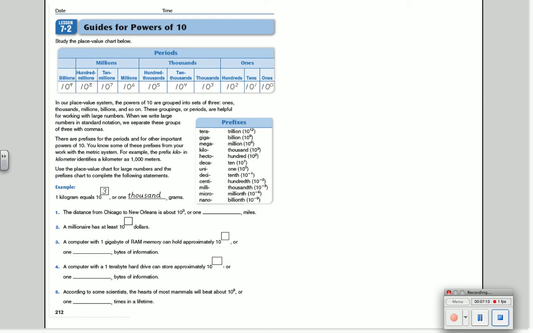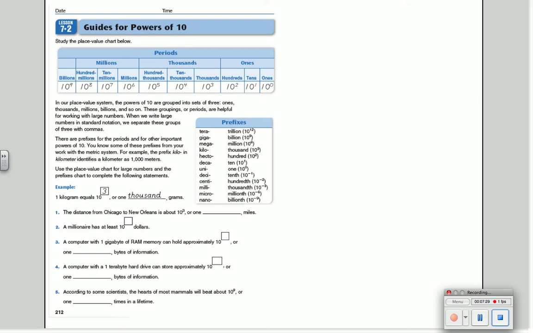I do want to explain this to you, though, before I give you the study link. So, it says study the place value chart below. So you can see we've got a column for billions, and then we've got all the millions in there, all the thousands, all the ones. I'm going to kind of translate what this is telling you.